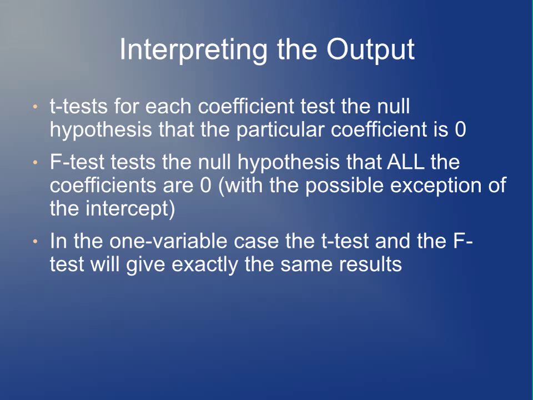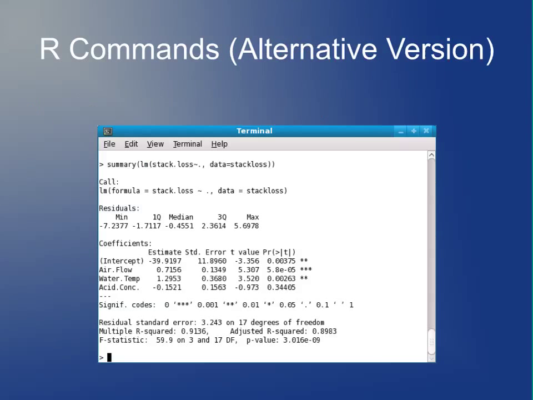So for the output for that regression model, you'll see this time the t-tests for each coefficient and the F-test for the overall model are not the same. In fact, maybe I should go back to that real fast. Here's the output. Notice that next to each, there is a p-value. For the intercept, as in the one variable case, we'll usually ignore that. But you'll also notice there's a p-value for airflow, a p-value for water temperature, and a p-value for acid concentration.